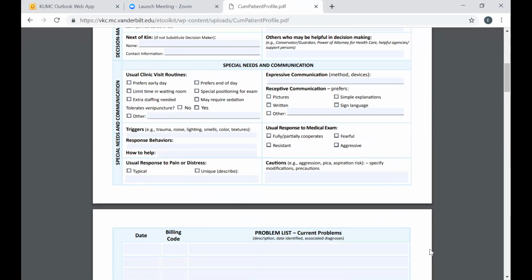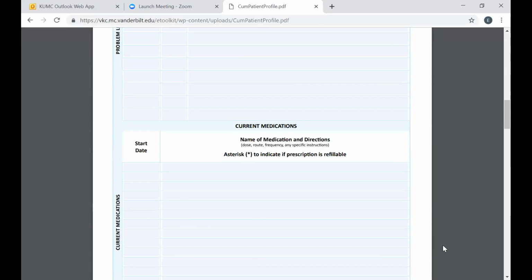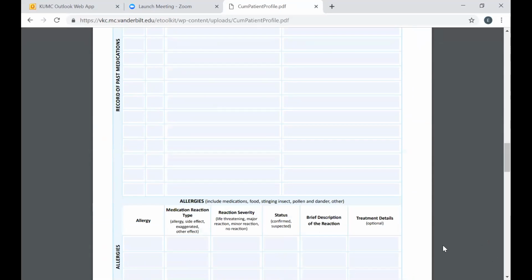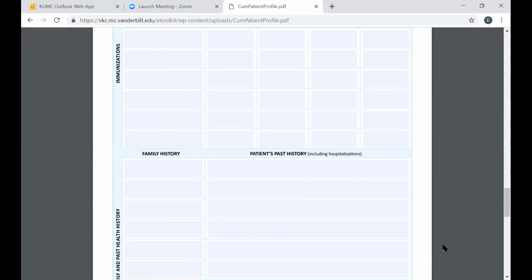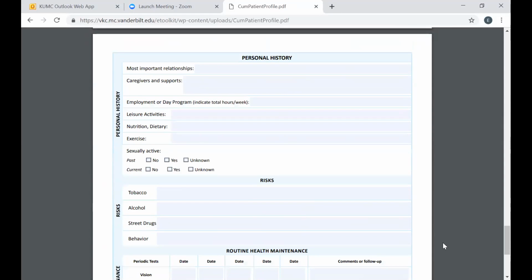Things like special needs or communication. If I could walk in knowing that someone communicates well with pictures, then gosh, I can start my visit off a lot easier than trying to have a conversation that's probably going to get us nowhere. And then meds and problem lists. The rest of it's a pretty standard form.